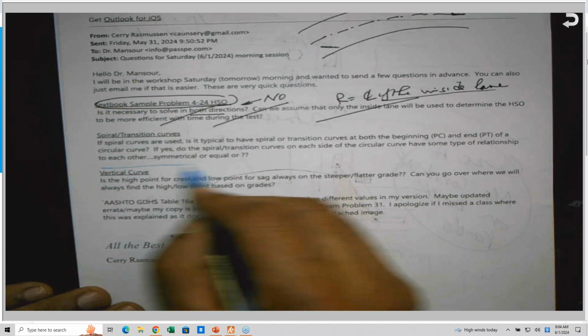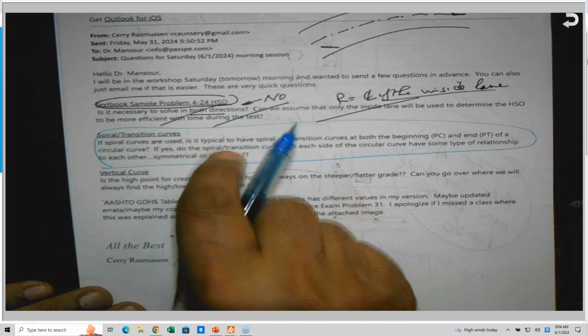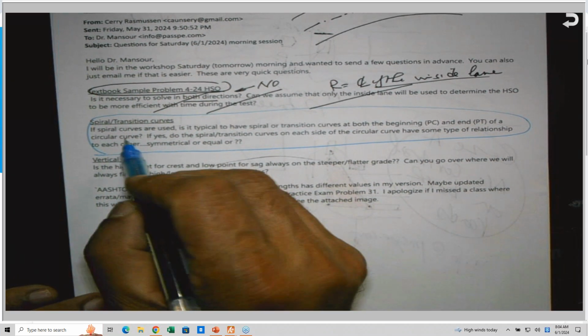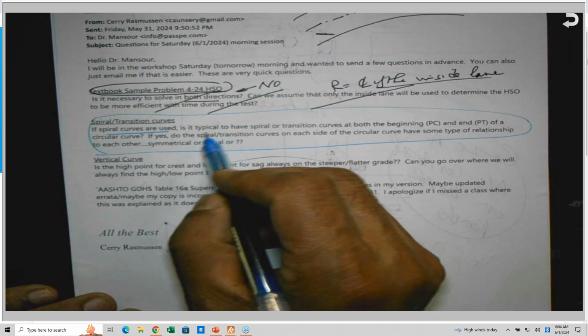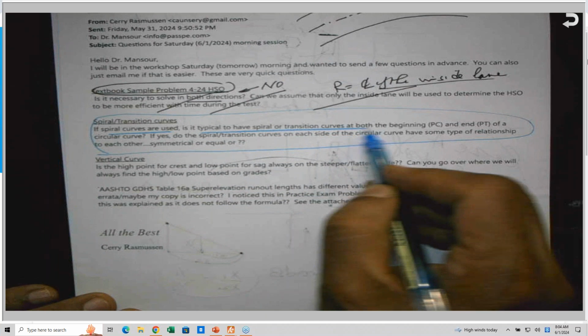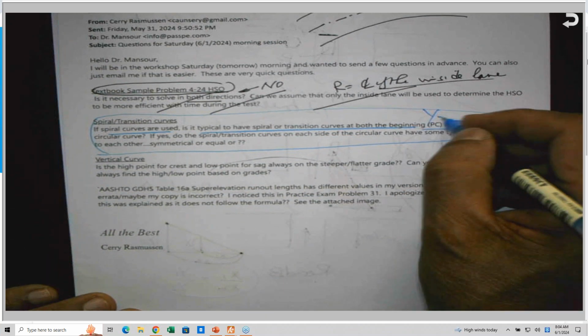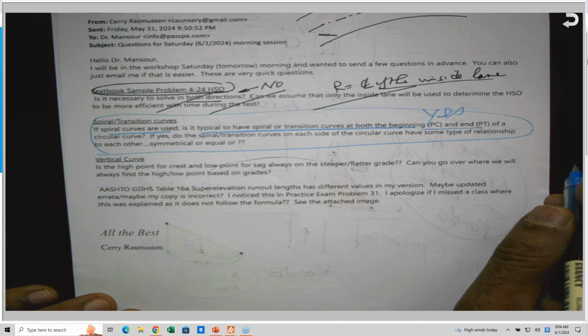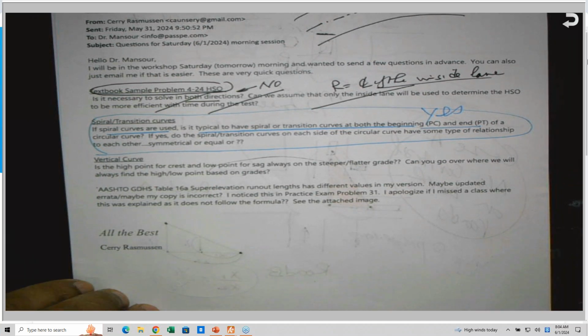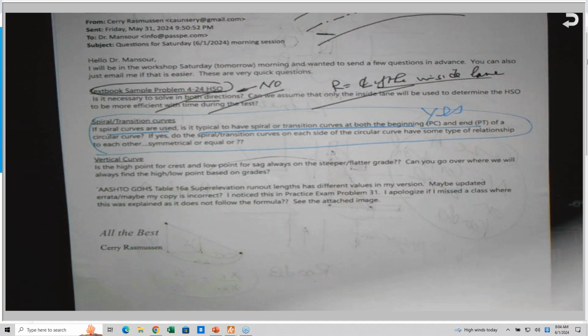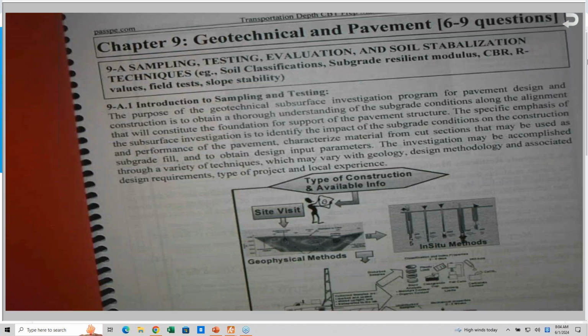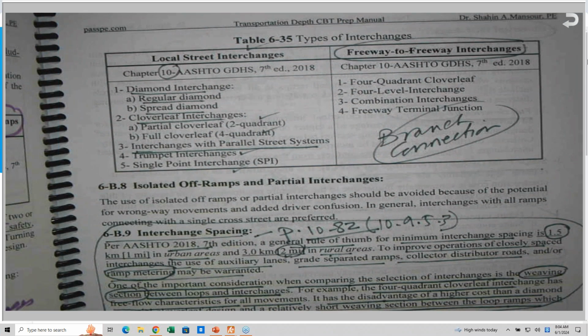Let's go to another question, the written question, and I prefer if you can send it to me like this, like our friend here. If spiral curves are used, is a typical spiral transition at both ends, the beginning and the end? The answer is yes. Normally we provide transition curves, one at the beginning and one at the end, as indicated in my book. The spiral curves are shown in the chapter on horizontal design.